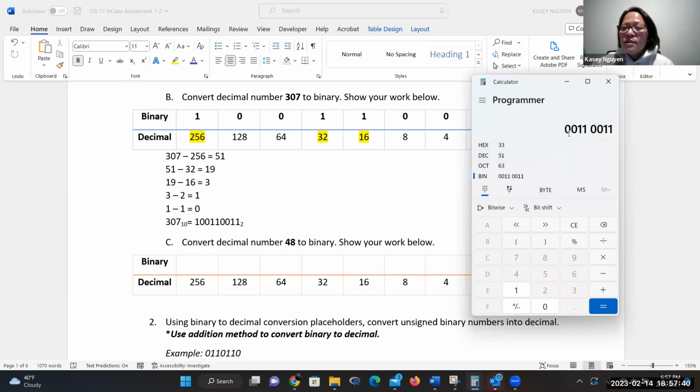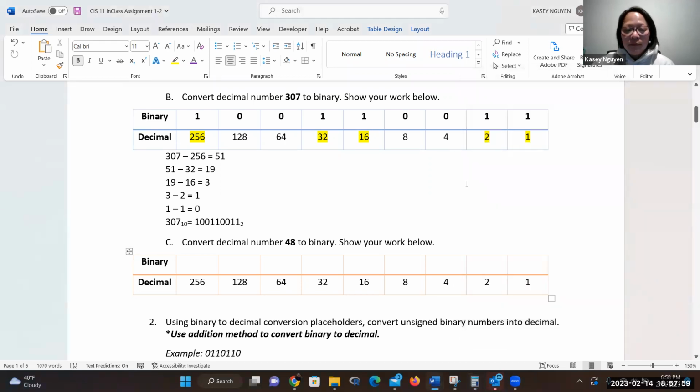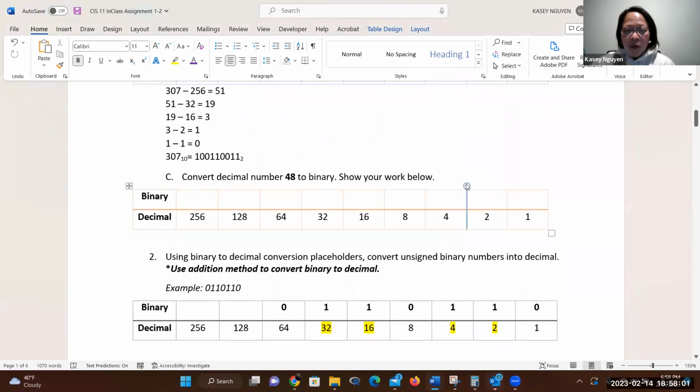Any question? And with this, you have an option to use hexadecimal and octal. Now, on the exam, I only enable regular calculator. You're not going to have programmer mode. So this is just for practice purpose, right? Questions?